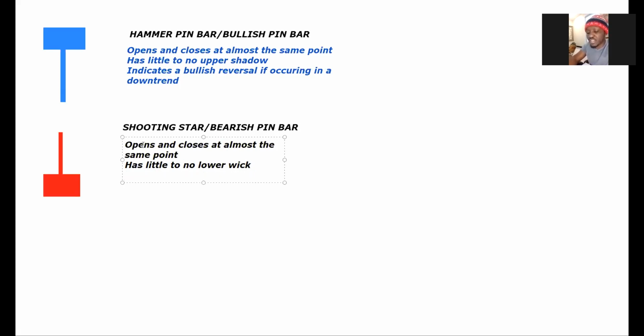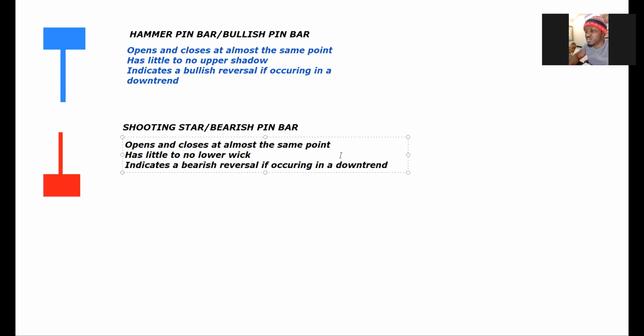Then it obviously indicates a bearish reversal, if occurring in a downtrend. Okay.